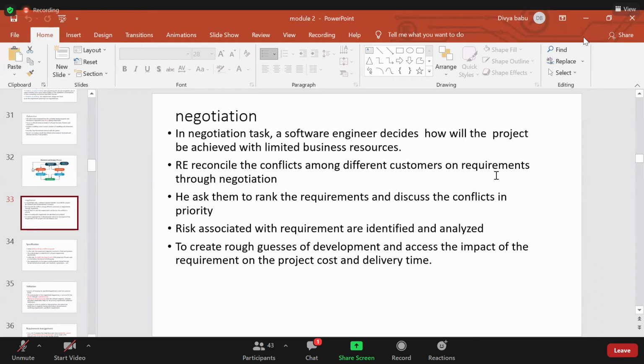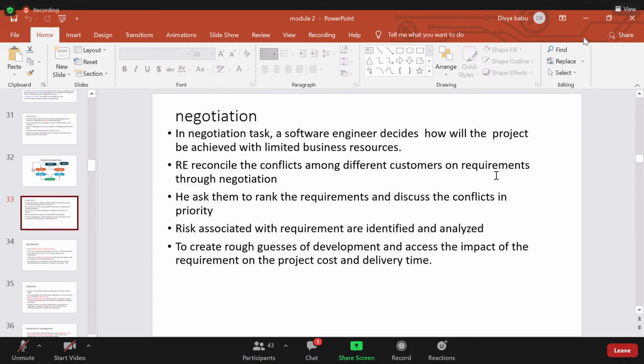Customer is also not a single person. Multiple persons have different needs, and those needs may be conflicting. So you have to convince them on those parts. You ask them to rank the requirements and discuss the conflicts in priority. Ranking means which requirement you need to implement first, and you can categorize that.